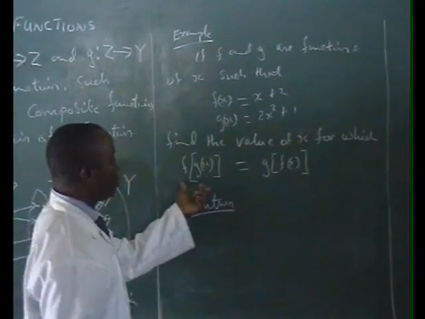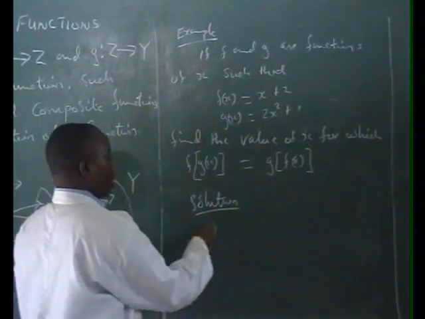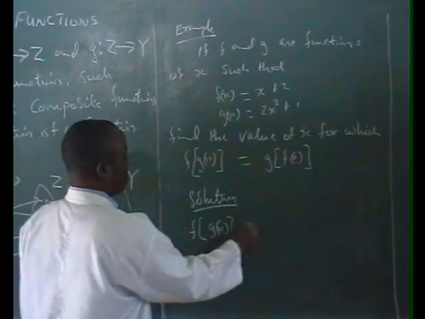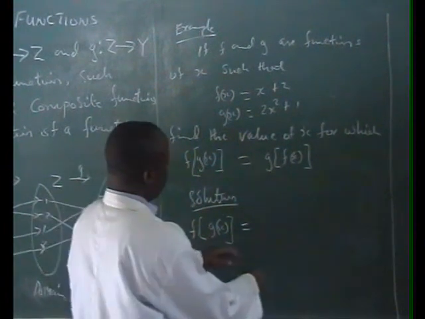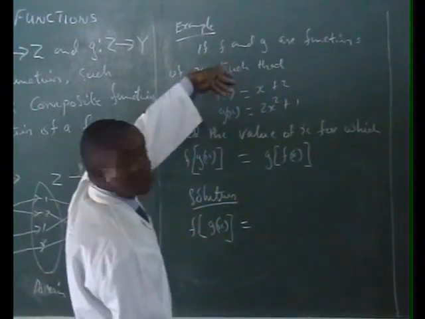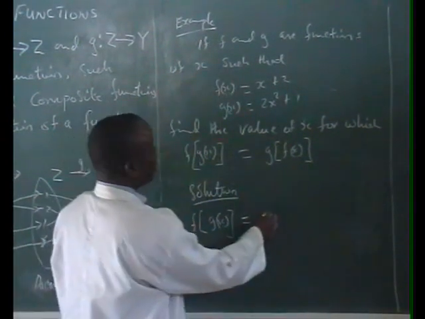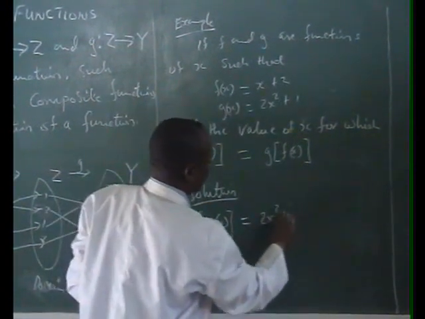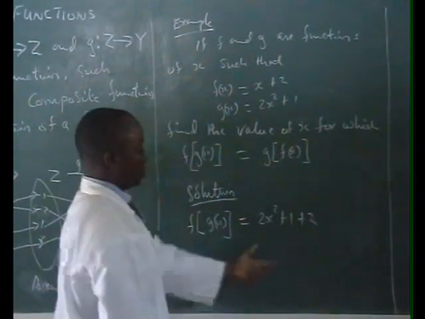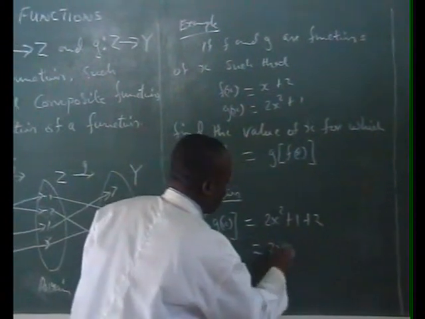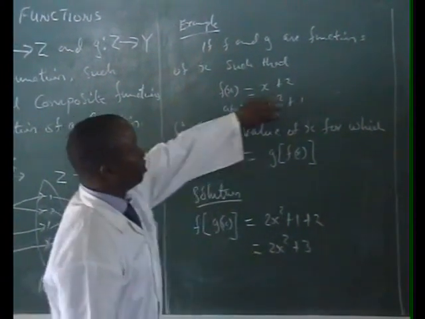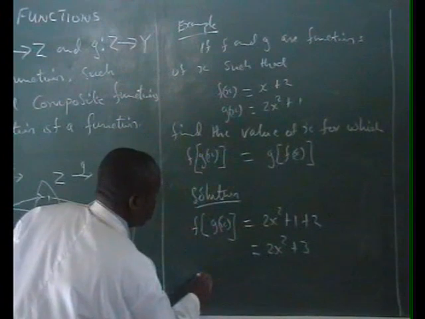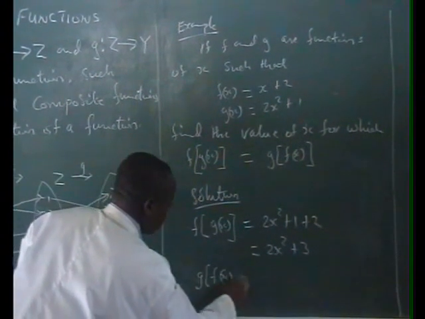Now, let's take the solution. The first thing we are going to do is to look for f composite g. So f composite g will be equal to, we are going to put g in f. So we'll put this in this, and then we'll have 2x squared plus 1 plus 2. So that means we have 2x squared plus 3. We're putting this one in the place of x. Right.